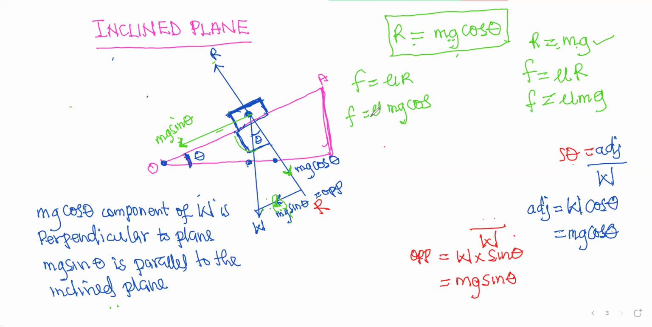So on an inclined plane, this is the value of friction. So please note this difference. This is on a flat surface, but on an inclined plane, because normal reaction is equal to this, friction would also be equal to this.